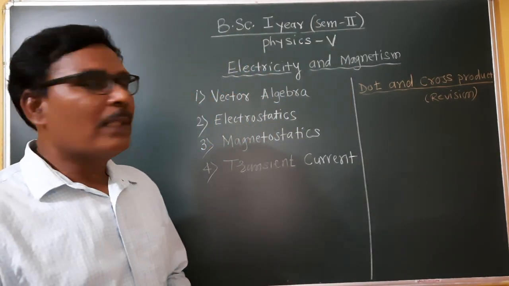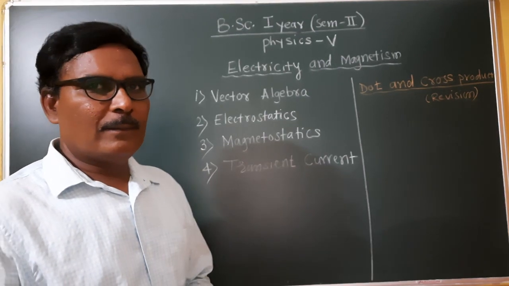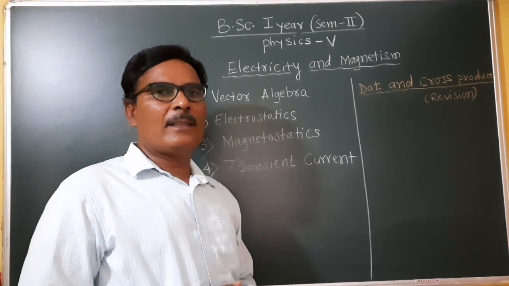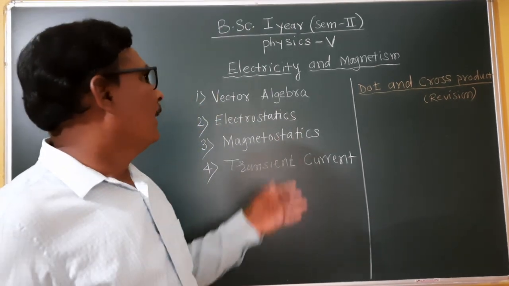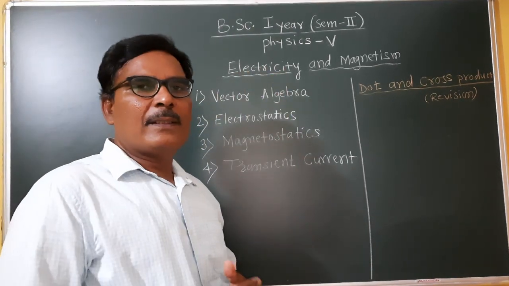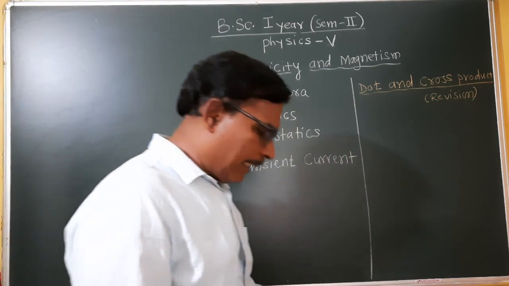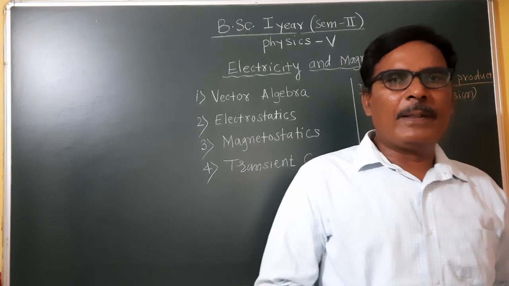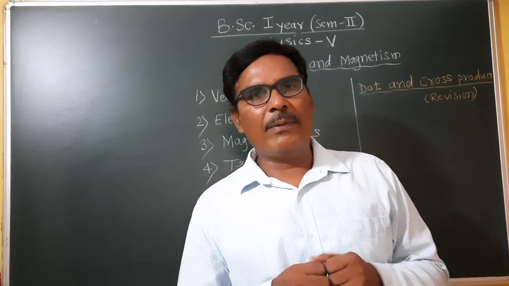Today we are going to start the physics paper number 5 in semester second. The name of the paper is Electricity and Magnetism. In this paper we have 4 chapters.